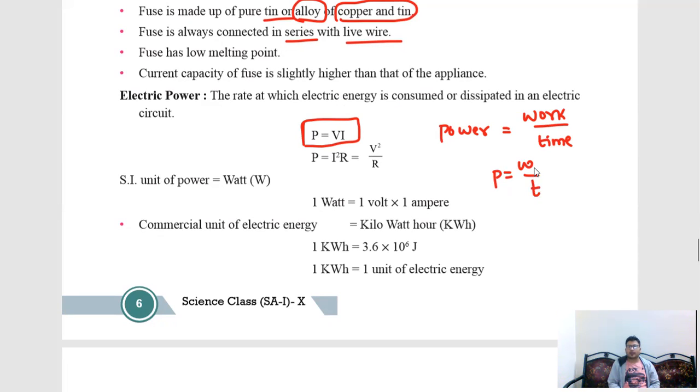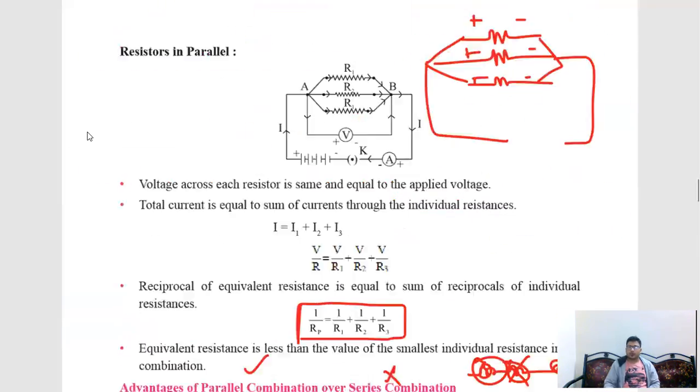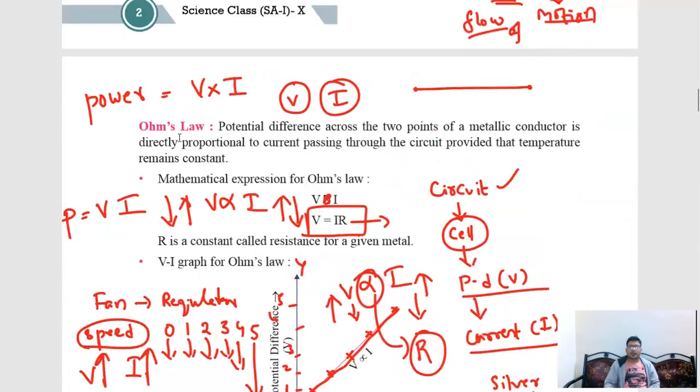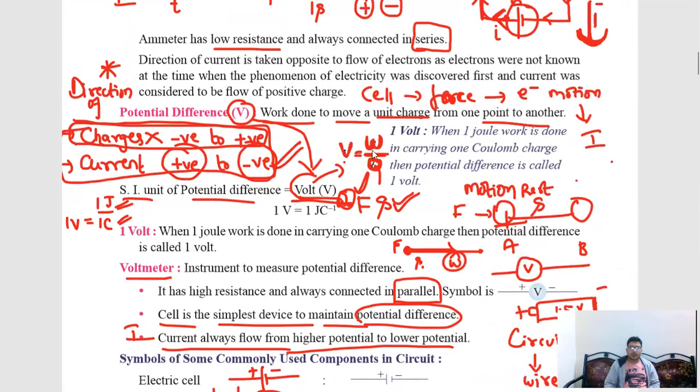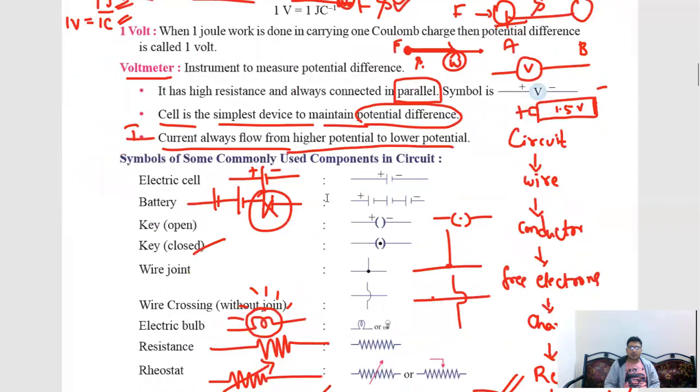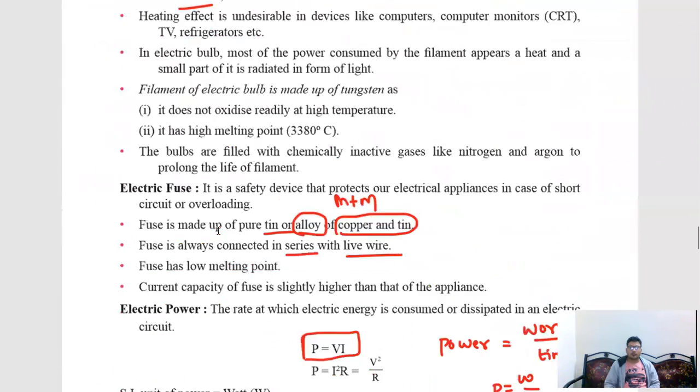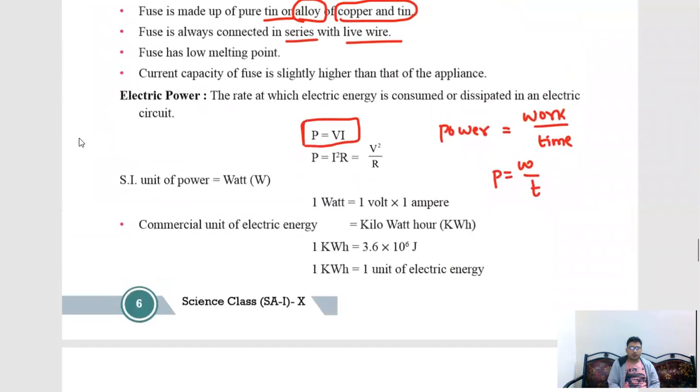Now what is work? You know the voltage formula. If you go to the top, what voltage formula did you get here? V is equal to W by Q. Do you remember? V is equal to W by Q. Now go here. So we know V is equal to W by Q.